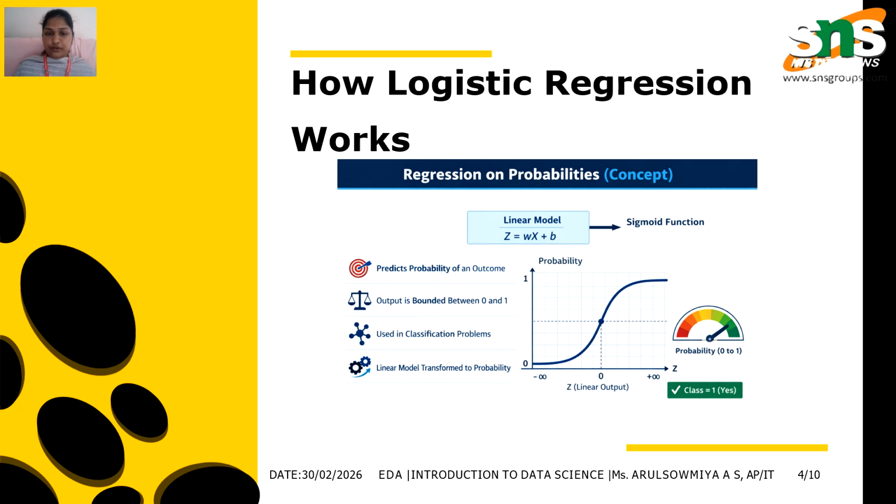So now we are going to see how logistic regression works. In this diagram, it shows the graph of values lying between x and y. In the regression probability concept, it predicts the probability of an outcome. The output is bounded between 0 and 1, and it is used in classification problems. In a linear model, it transforms the linear model into a probability. So using this model, we can get the class value here.